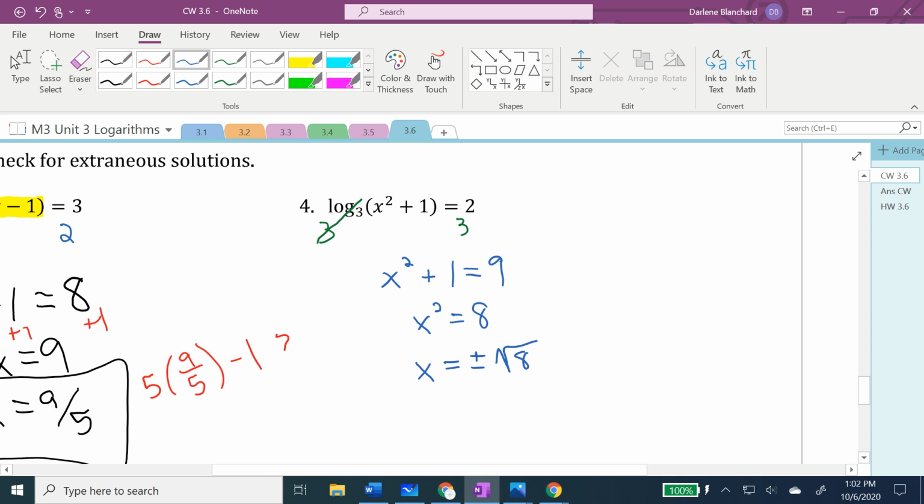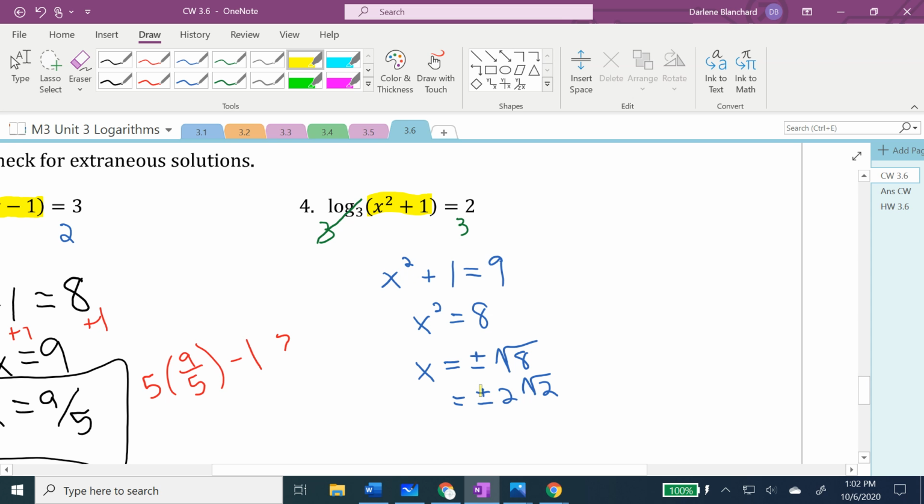And you guys know how to simplify that. This becomes plus or minus 2 root 2. But I've got to check and make sure that they make positive numbers in the logarithm. So I go back to the beginning, I look at x squared plus 1 and go, hey, you know what? If you square a number and then you add 1, you are definitely positive. I don't even have to try.